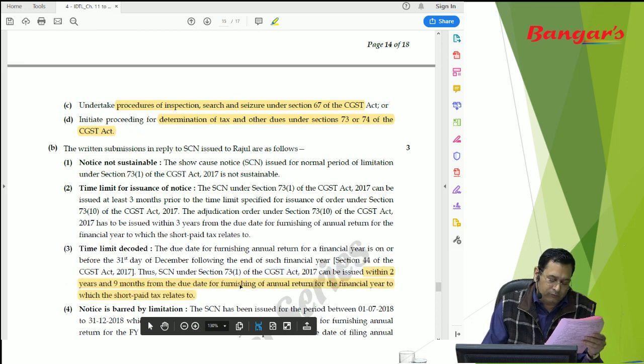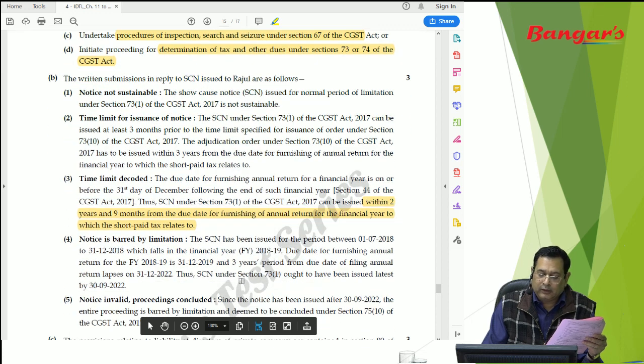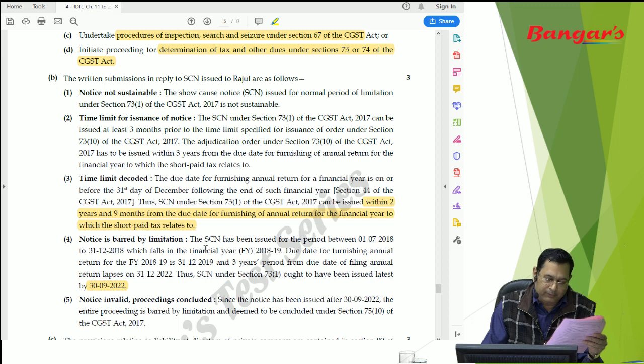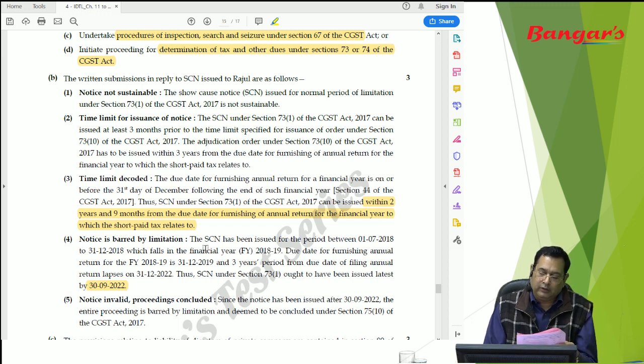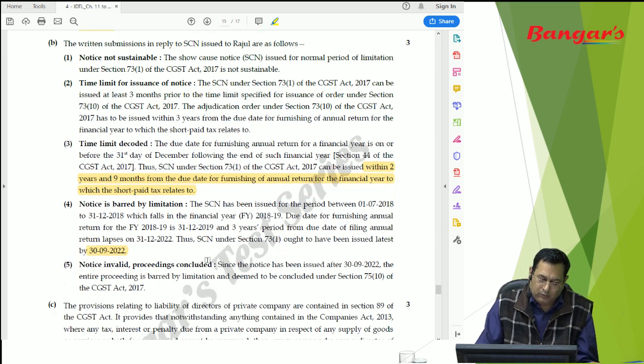A show cause notice involving normal period of limitation can be issued in that particular circumstance. The notice is to be issued at least by 30/9/22. Since in this case notice has been issued on 31/12/22, the notice will be barred by limitation. So you have to give the reasons for non-sustainability of the notice: time limit regarding issuance of notice, notice is barred by limitation, and notice will be invalid and proceedings shall stand concluded.